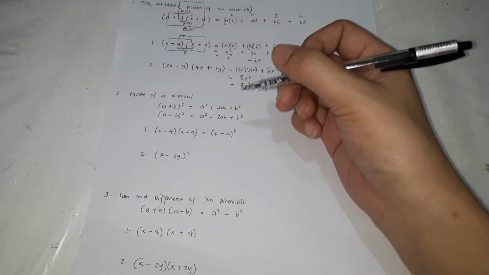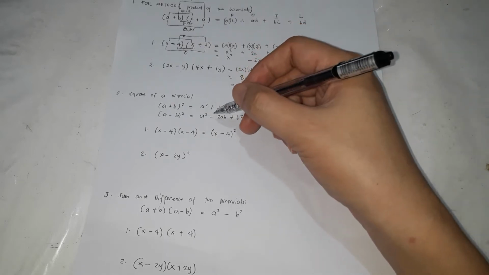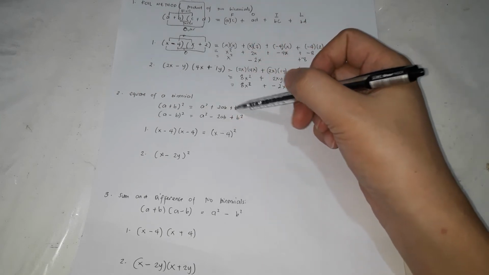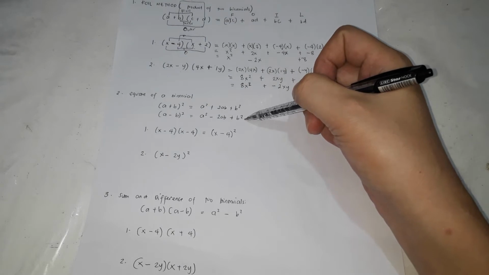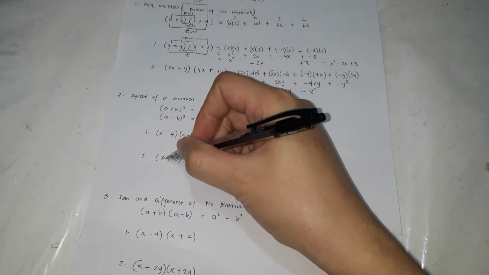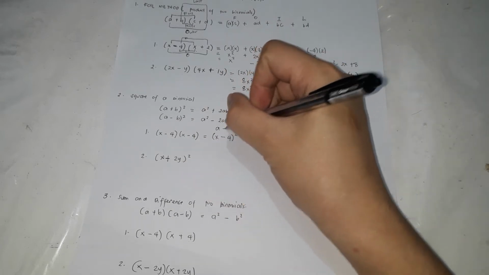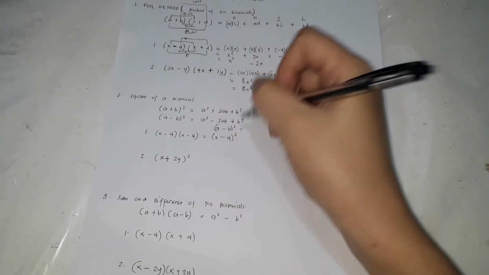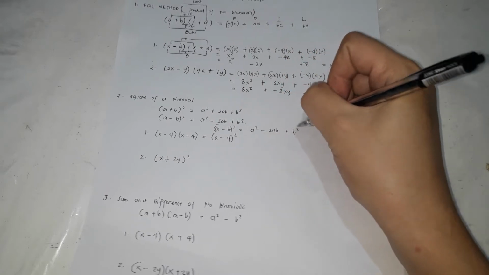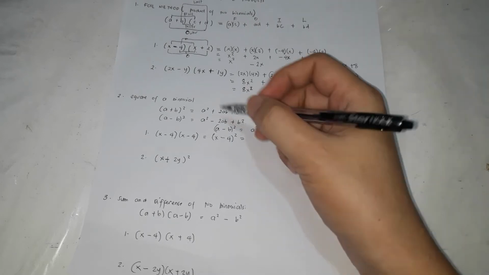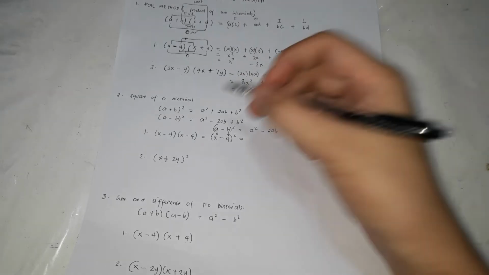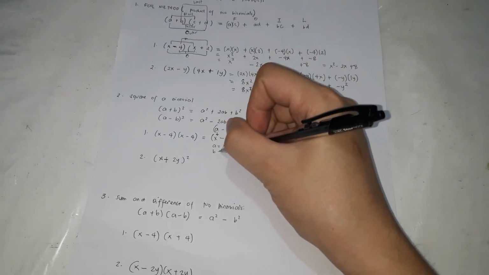So to use this one, you're going to identify kung anong formula or anong pattern ang gagamitin. Is this one or this one? So because we know that this minus siya, so therefore itong gagamitin natin yung second. So a minus b squared is equal to a squared minus 2ab plus b squared. So we're going to use the second pattern. Based in here, si a, si x, si b, si 4.